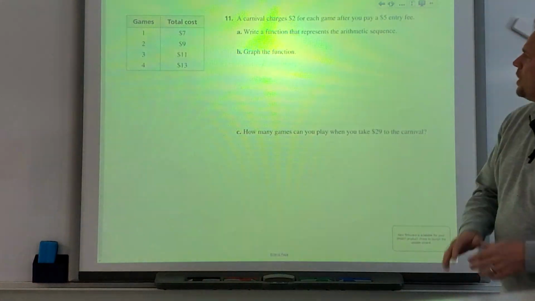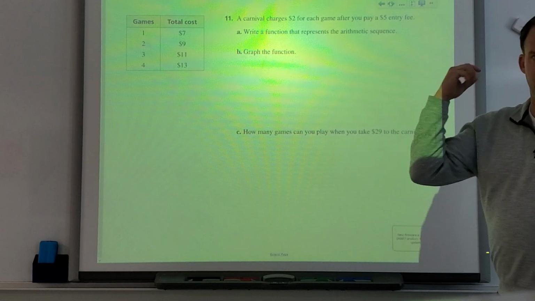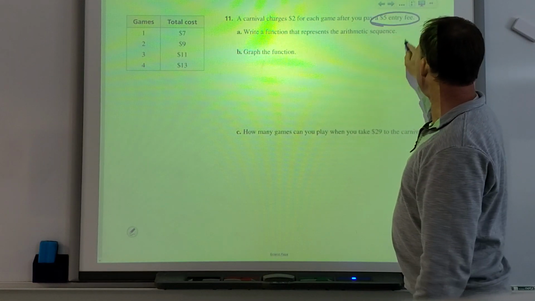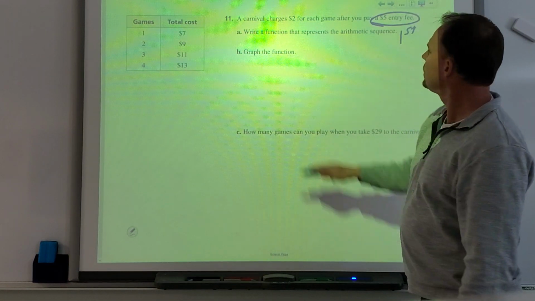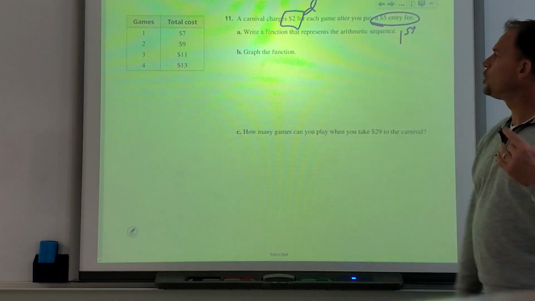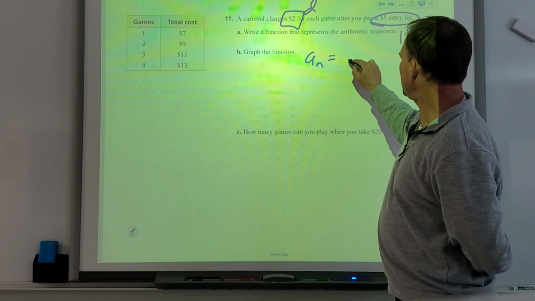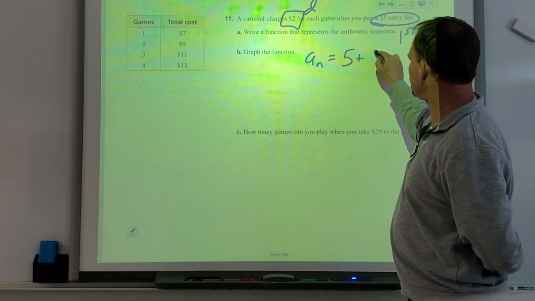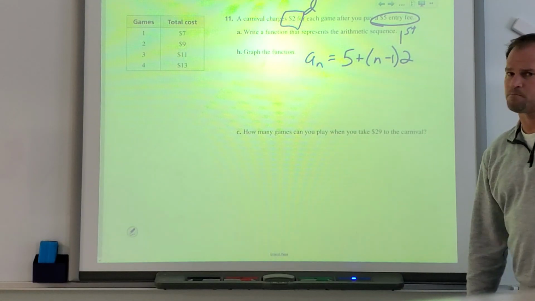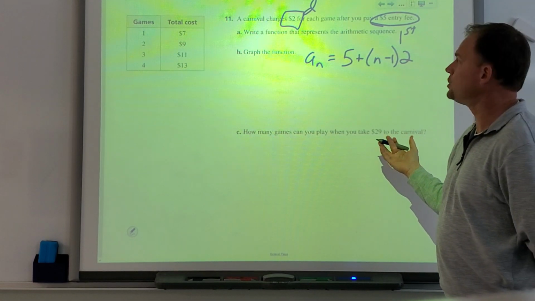All right, so here we go. Carnival charges $2 for each game after you pay a $5 entry fee. There's the information right there. $5 entry fee, that's my first value. $2 for each, that's my common difference. Write a function, no problem. A sub n is the initial value, n minus 1, common difference. Take the information they give you, use what you know about the equation.